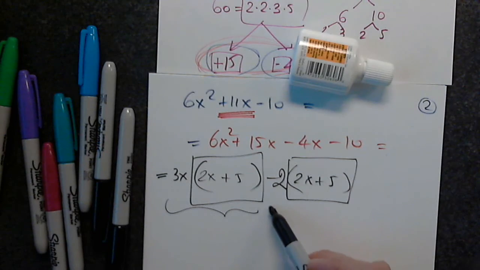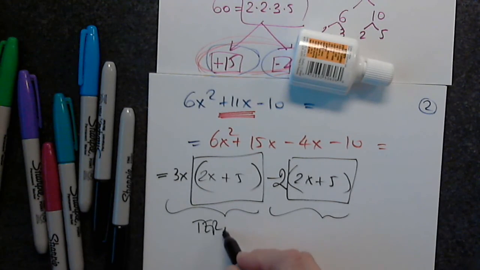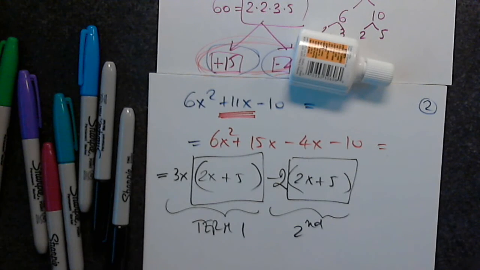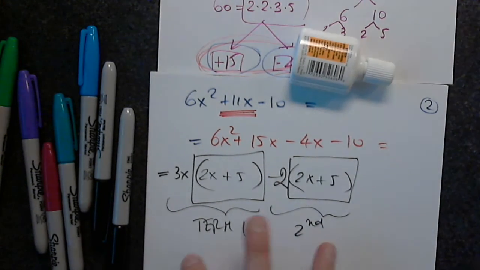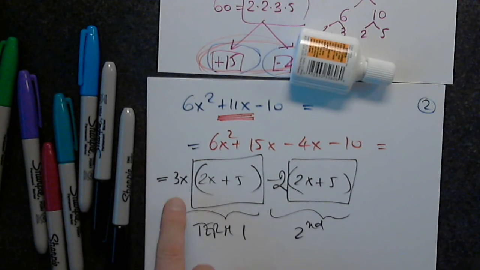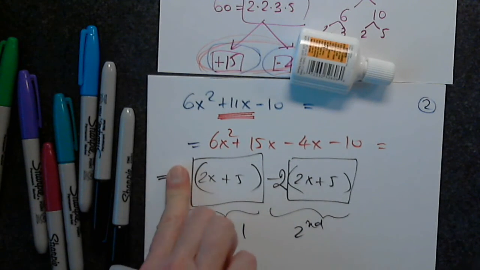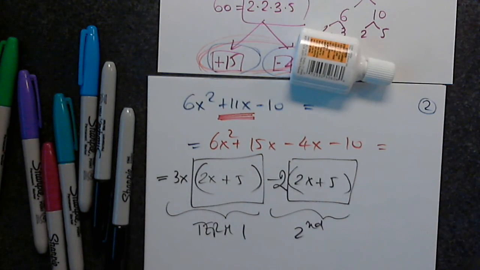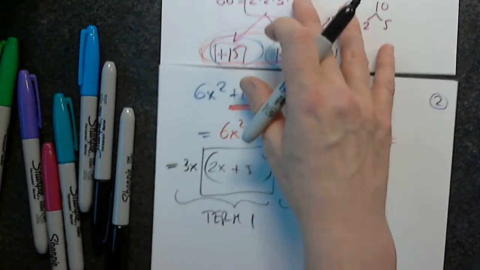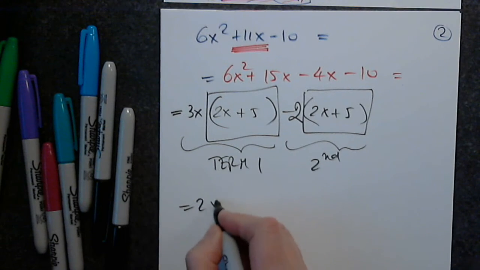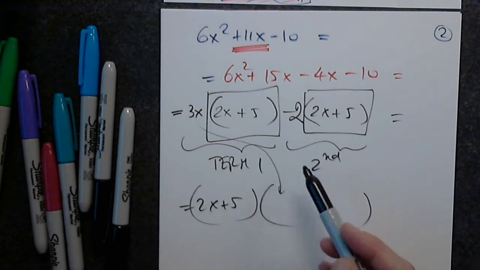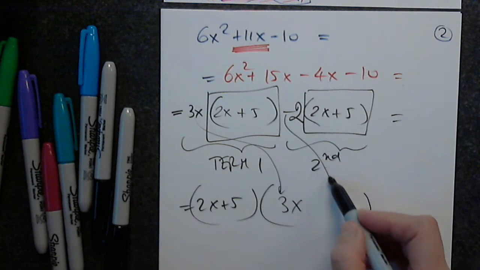These are two terms. This is term 1, or first term, and this is second term. And each of the terms has two factors. I should say 3 and x. But this factor and this factor, this factor and this factor. So they do have a common factor that gets pulled out, which is 2x plus 5. And this is the 3x. This is the negative 2.